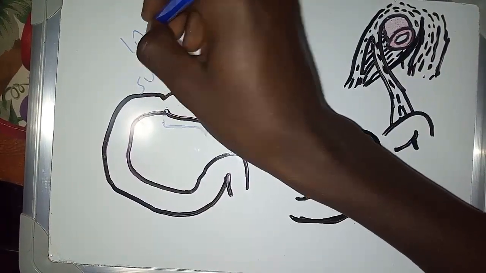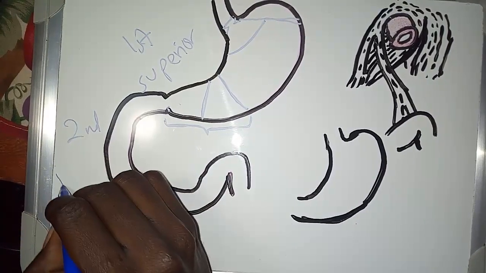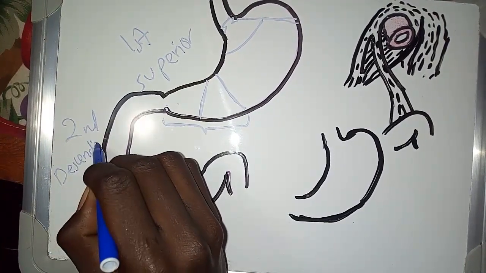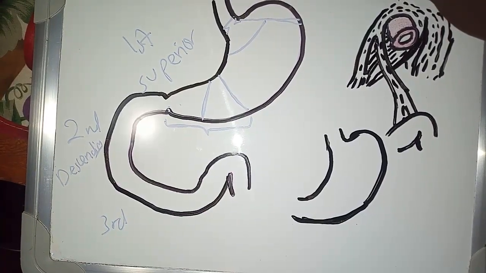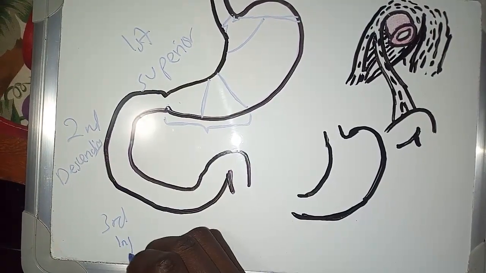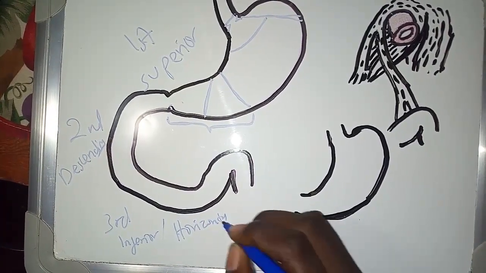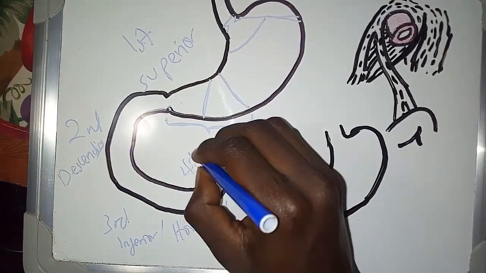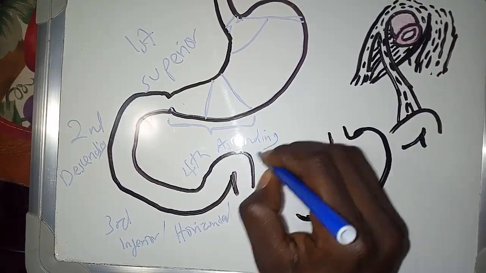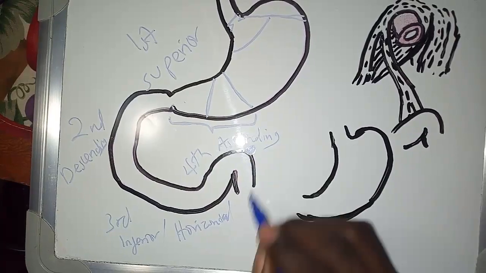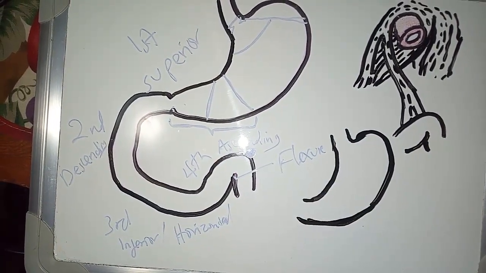The first part is the superior part of the duodenum. The second part is the descending part of the duodenum. The third part is the inferior part of the duodenum, also known as the horizontal part of the duodenum. And lastly, the fourth part, which is also called the ascending part of the duodenum. Here is the duodenal flexure, the point of attachment of the ligament of Treitz.